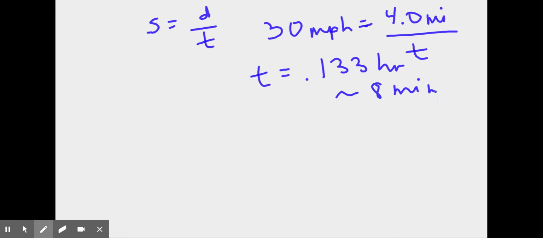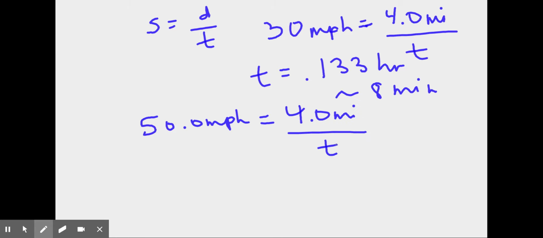Okay, so let's do this for the other one. We're traveling at 50 miles an hour, and we still traveled the same distance, so 4 miles. How much time did we spend traveling at 50 miles an hour? We rearrange and we find that t is equal to 0.08 hours approximately, which is about 5 minutes.